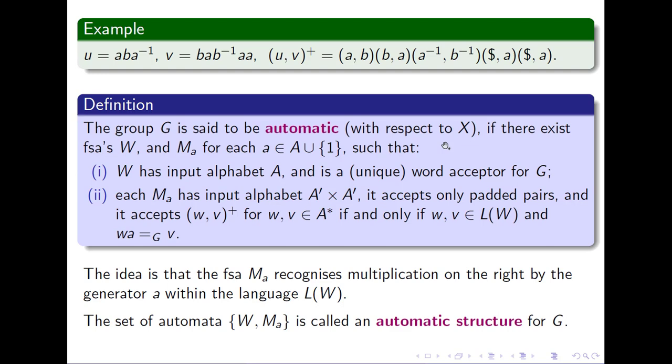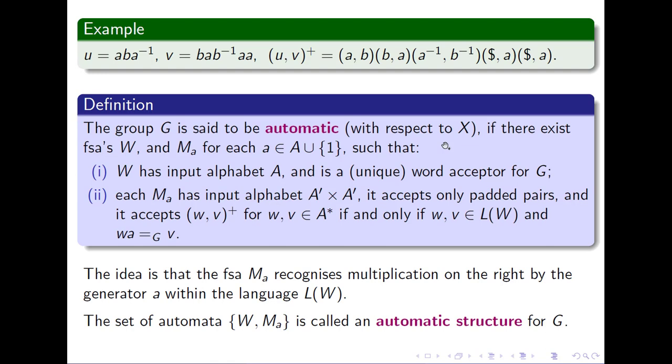And then, so that's what I've said. And then you could call the set of automata W and M_a an automatic structure for G. This is the definition of automatic, and it apparently at this stage depends on the generating set.